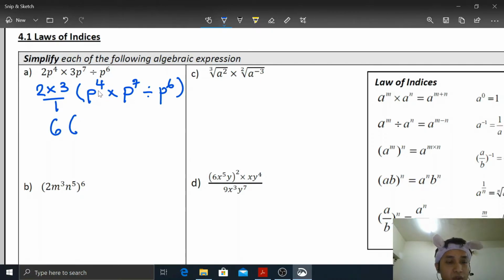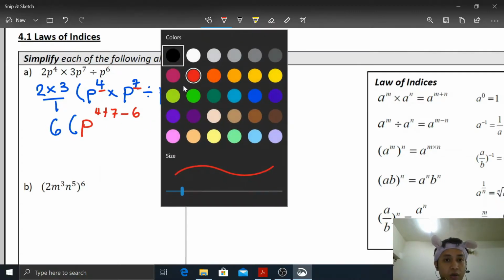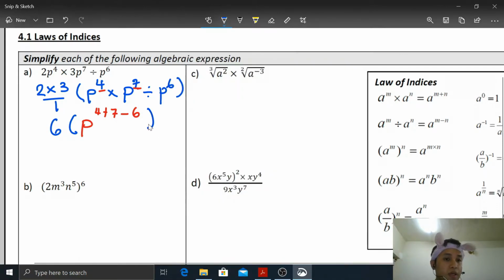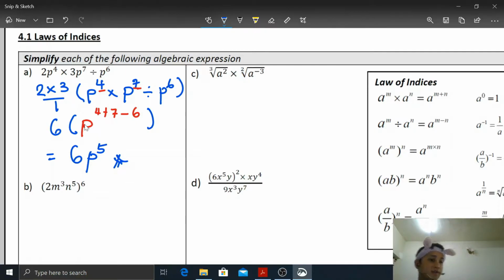Now we are going to check the index. If you see here, this is multiply, so meaning this is addition. Here is division, so it will be minus. So it will become 4 plus 7 minus 6. So your answer will be 4 plus 7 is 11, minus 6 is 5. So this one will be power of 5. So this is the answer for the first question.